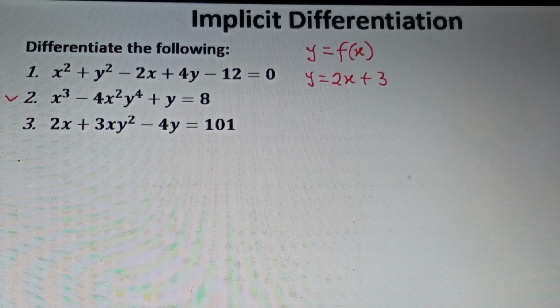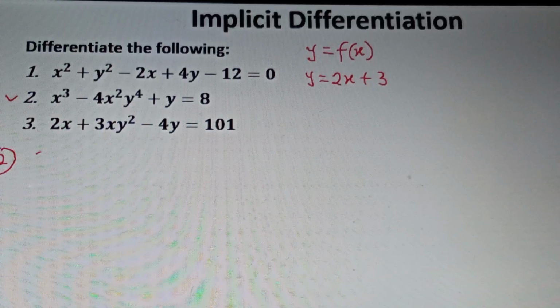Whenever we differentiate y, we write dy/dx. That's the simple rule. Anytime you differentiate y, remember to attach the dy over dx. Question 2. Let's solve. If we differentiate x to the power of 3, you know that will give you 3x to the power of 2. Am I right? Yes.